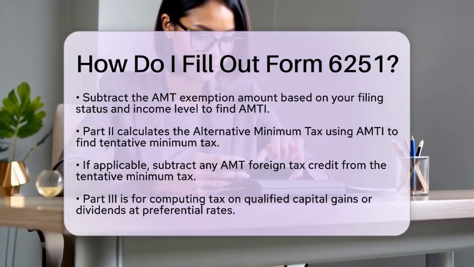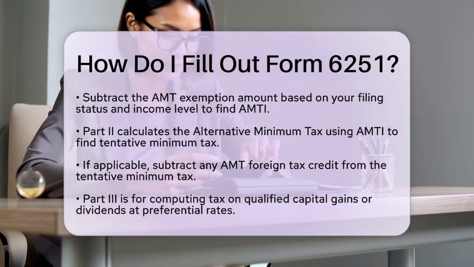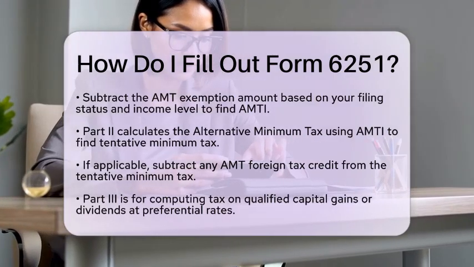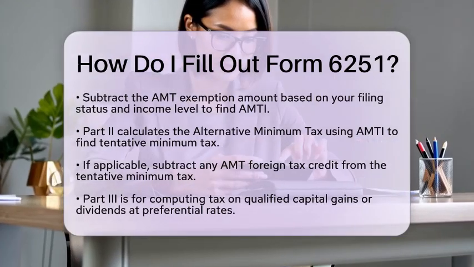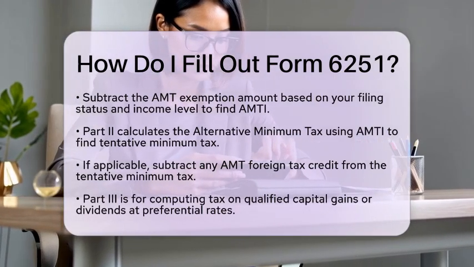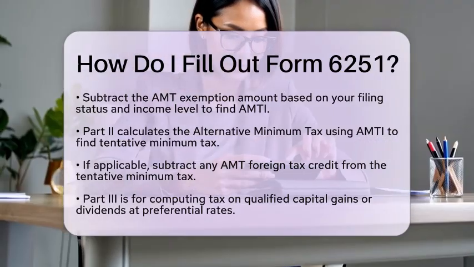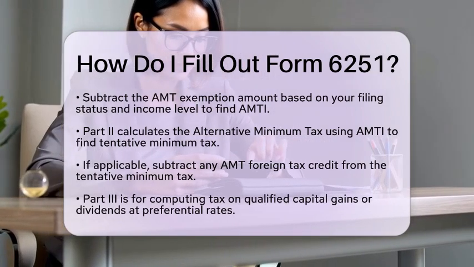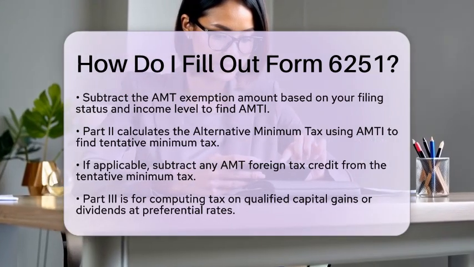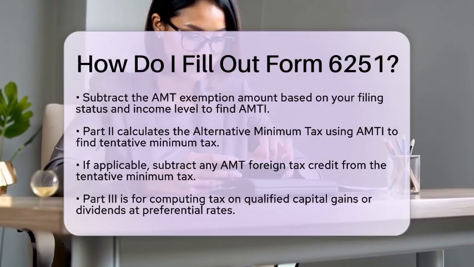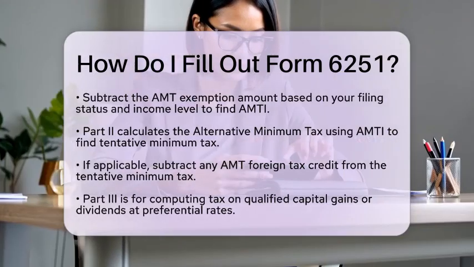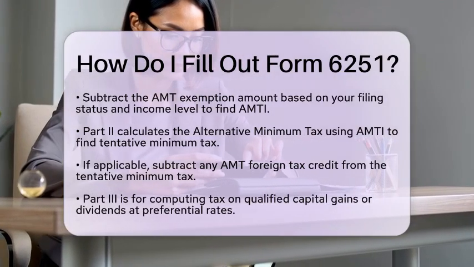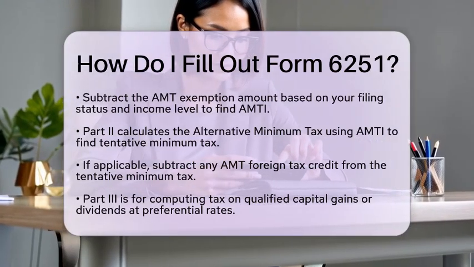If you have qualified capital gains or dividends, you will need to complete Part III. This section helps you compute the tax on those amounts at preferential rates. Now determine your AMT liability. Compare your tentative minimum tax from Part II to your regular tax from Form 1040. If your tentative minimum tax is higher, the difference is your AMT liability. If it is not higher, you do not owe any AMT.